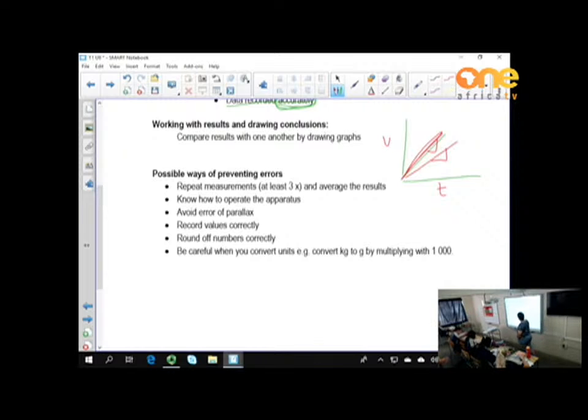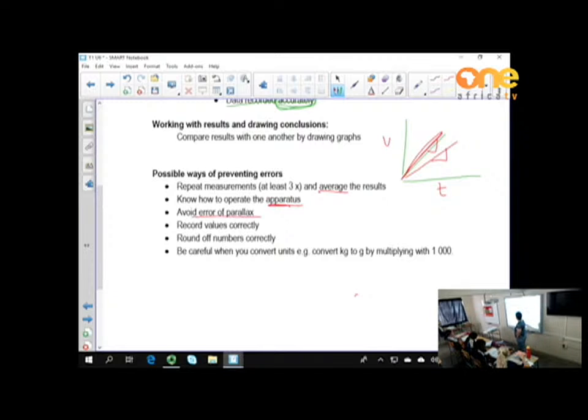Repeat measurements and take the average. Know how to work the apparatus. It doesn't help if you have to work with a burette and you can't take the reading on a burette. Or if you have to work with a thermometer and you don't know where to take the reading. For that matter, if you have to work with a measuring tape and you don't know how the reading works on a measuring tape, that is also a problem. Do you understand?